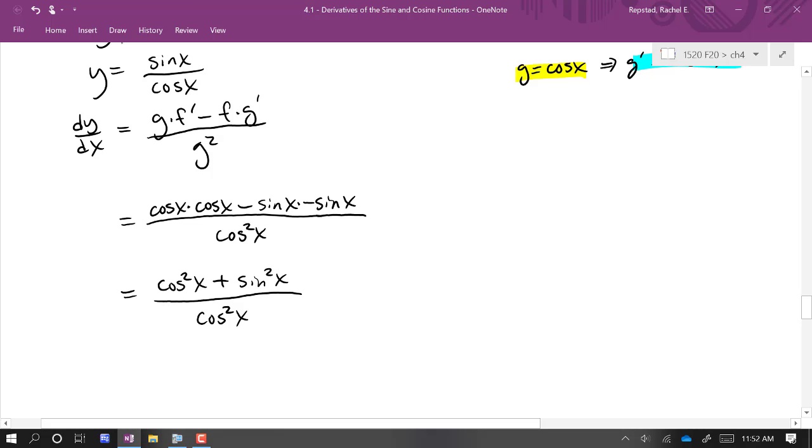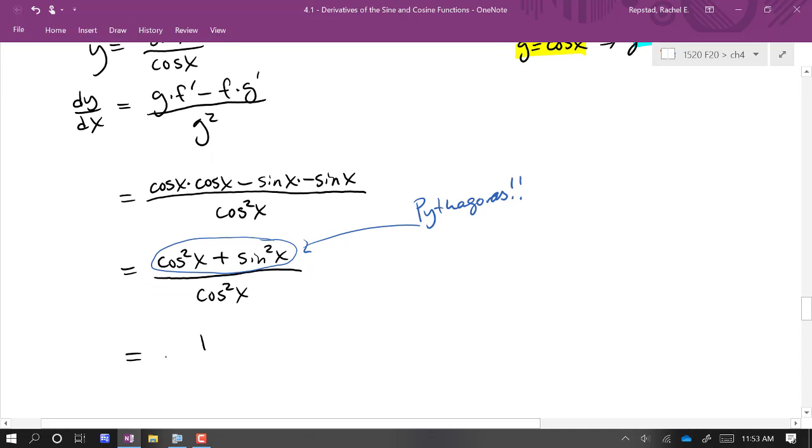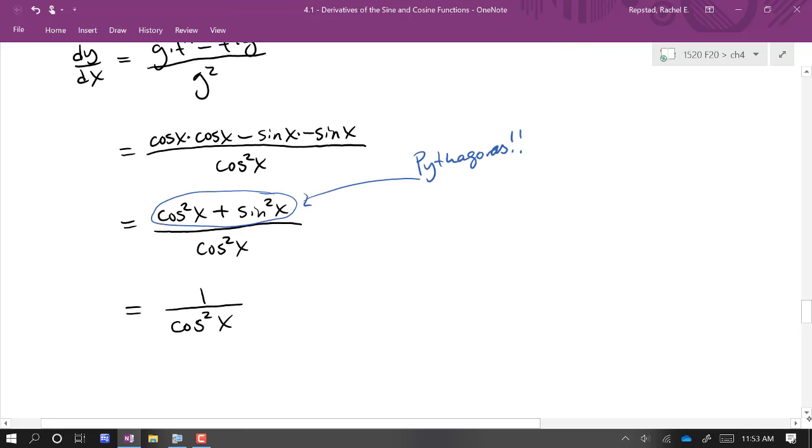However, up top we've got cosine squared x plus sine squared x, and Pythagoras tells us that cosine squared x plus sine squared x is equal to 1. And 1 over cosine squared is secant squared x. So our derivative is secant squared x.